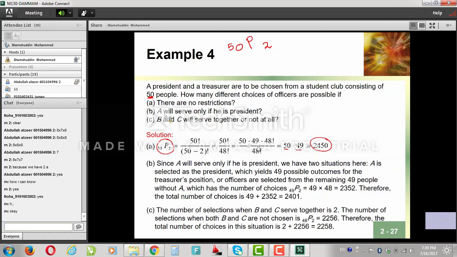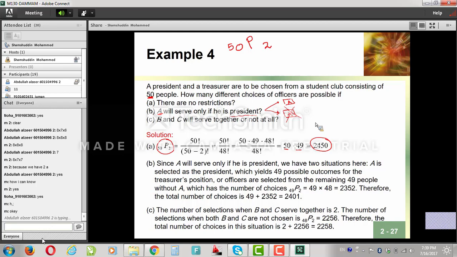One person that they call A will say he is a president, otherwise he's not serving. So there is a person named A who will play this game with us only as president, otherwise he said I'm not going to play. Okay, the condition is that A serves only if he's a president. Two options. Either I'm going to choose him as president, or I'm not going to choose him. I don't want him to play with me.